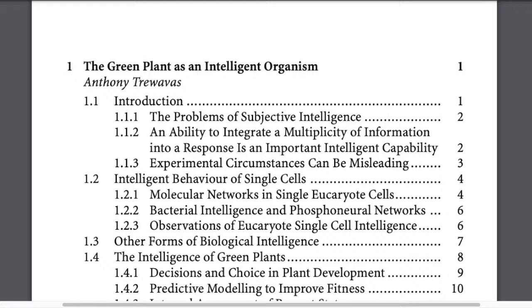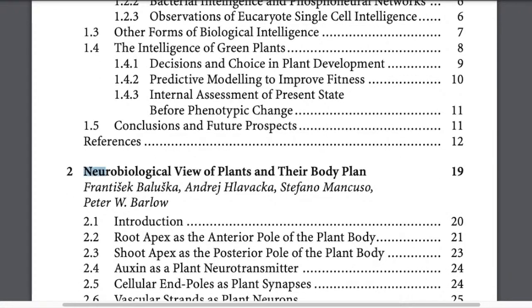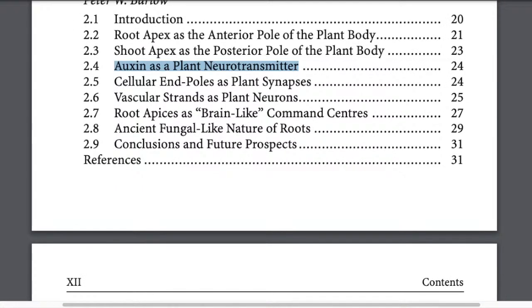So we have the green plant as an intelligent organism. Now, these are going to be pretty intensive. We have a neurobiological view of plants and their body plan. This is interesting, with the root apex as the anterior pole of the plant body. The auxin as a plant neurotransmitter. Some interesting stuff in here. Look at this: root apices as brain-like command centers. There's your brain. Is that where the brain is? I wonder. Ancient fungal-like nature of roots.